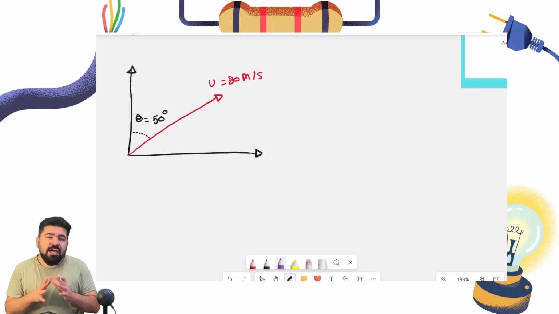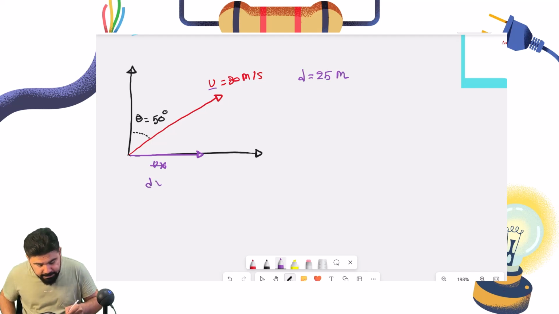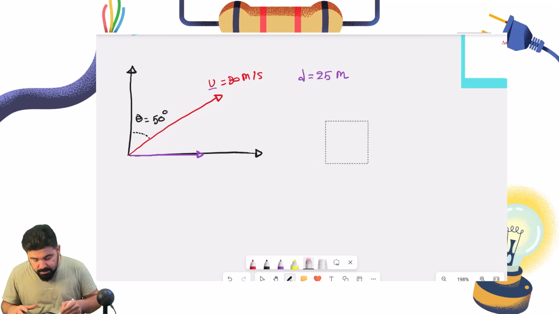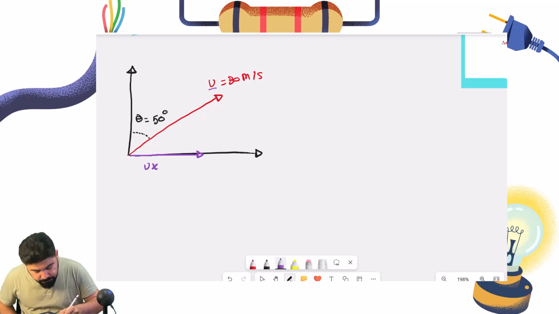Now, you have to analyze this vector into two components. This is going to be the x component, so I'm going to call this Vx. Guys, by the way, if this was, for example, distance, equal to, let's say, 25 meters, I'm going to call this dx. So whatever the physical quantity is, use the symbols or the units accordingly. So this is Vx, and this is the y component, which is Vy.